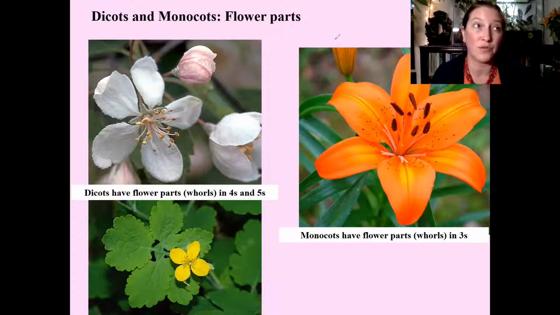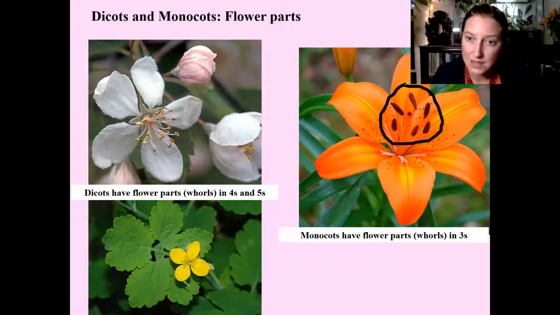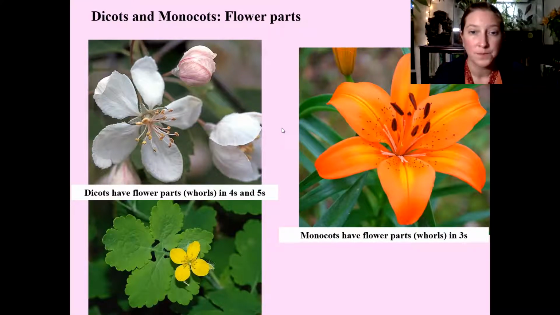So if you have a flower that has 6 petals or 9 petals, or 30 petals, you're looking at your monocots there. You could also see very clearly here, this monocot has 6 stamens, right? So in 3s, multiples of 3s. Okay.